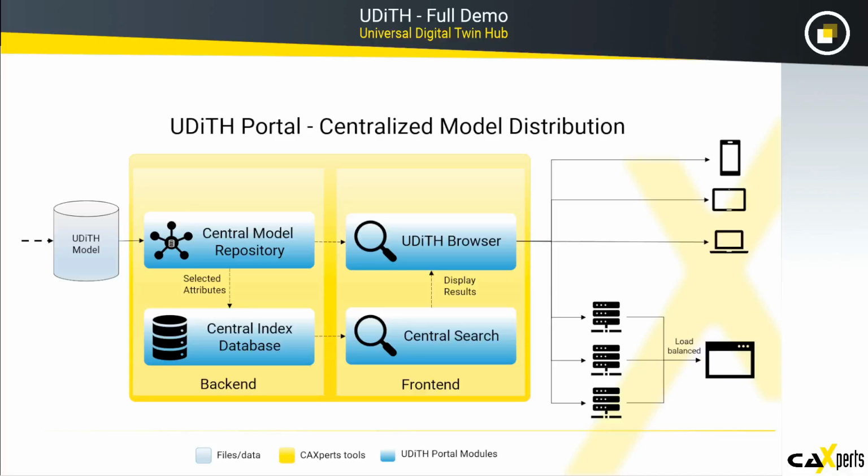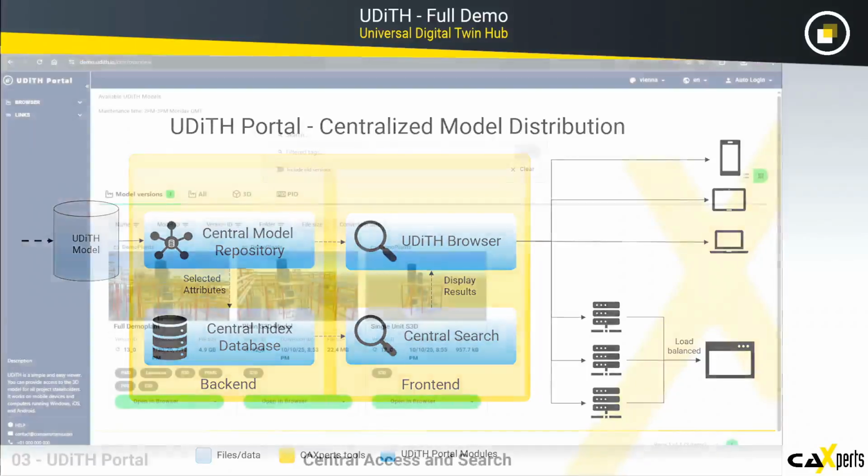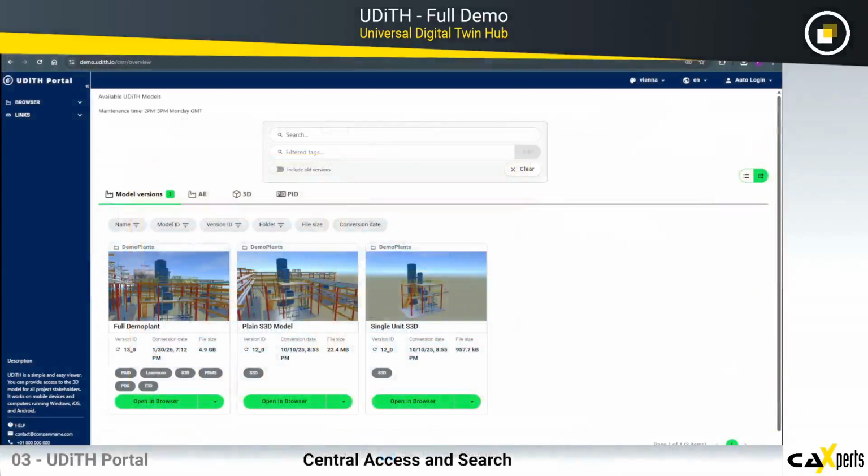When the model is actually provided, or we call it uploaded, even though it could be completely offline, to your central UDiTH portal, you can also predefine certain attributes to be indexed centrally, and this enables the central search. But let's look at the real deal. So what you see here is the default view of the UDiTH portal.